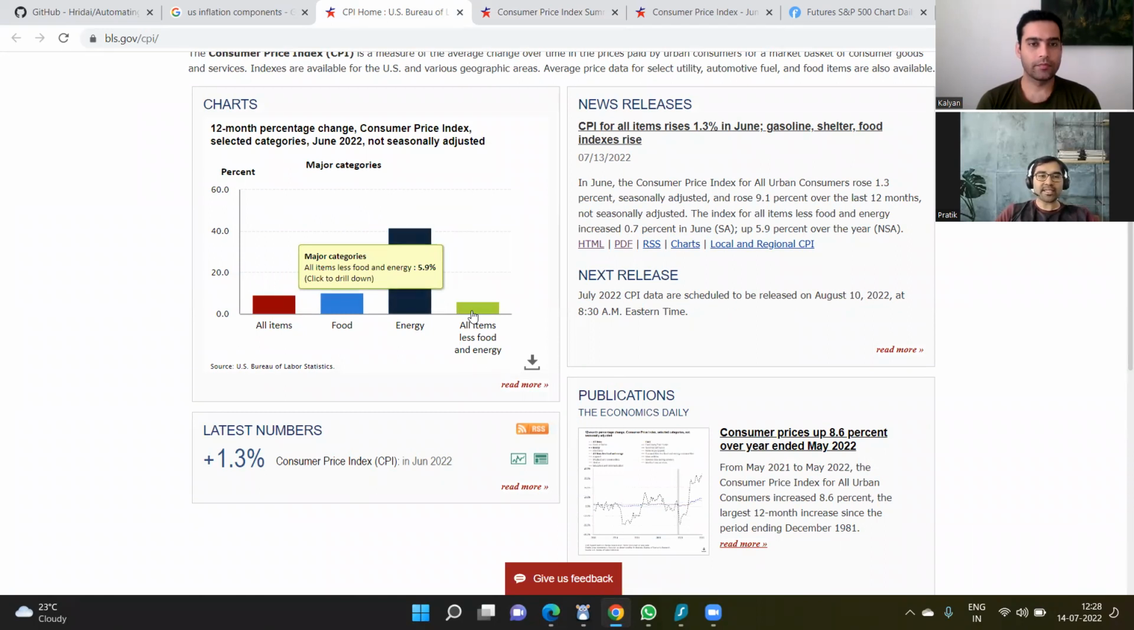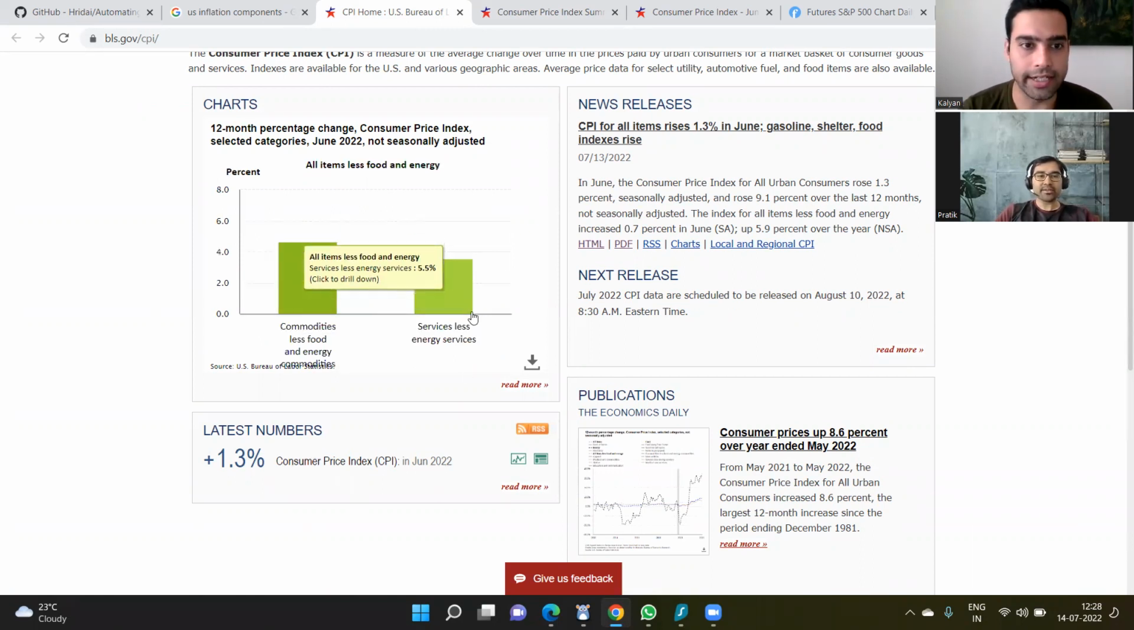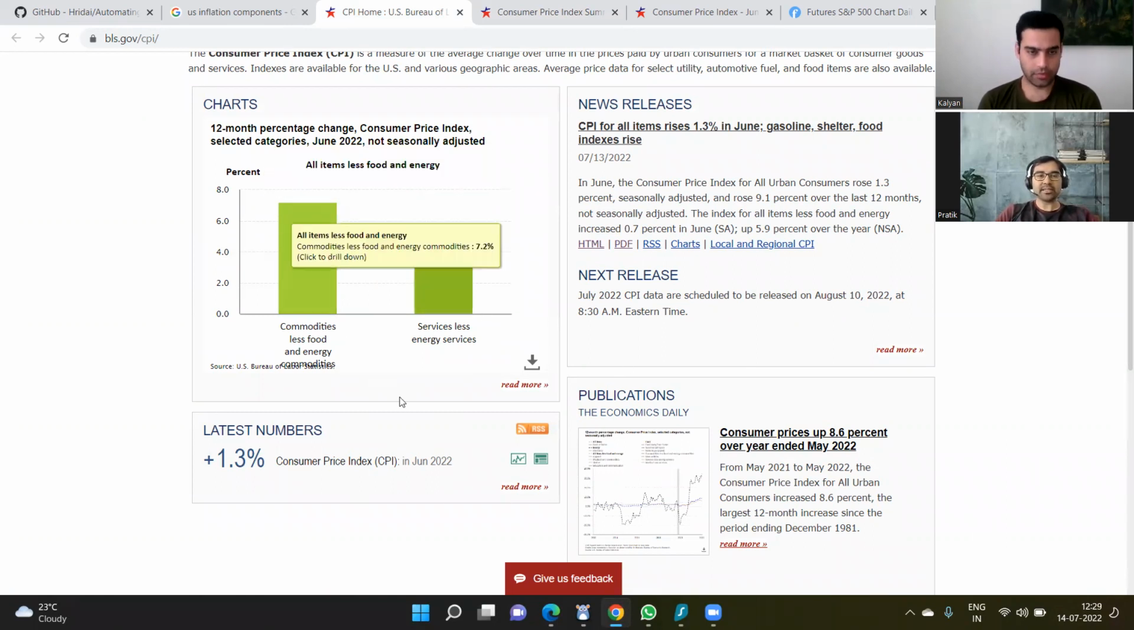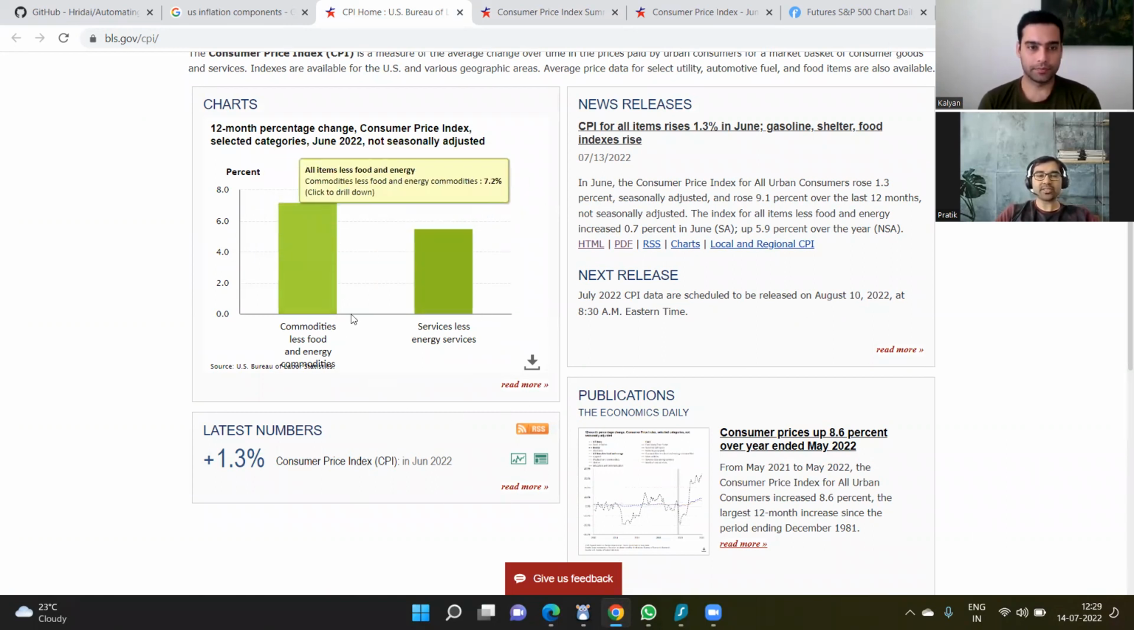All items excluding food and energy, which is the core inflation which I mentioned, this came in at 5.9%. Year-on-year data means if you compare last year's June 2021 data with June 2022 data, it is basically one year's change in prices.